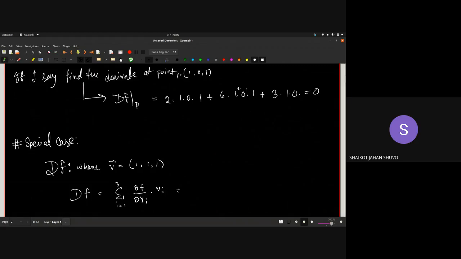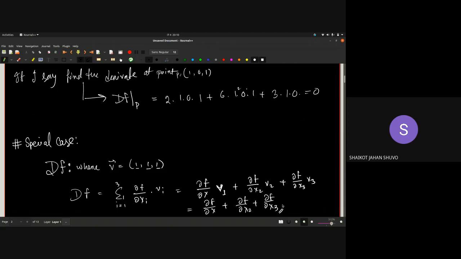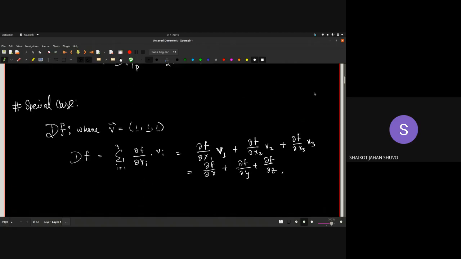Let's say vi, and then I can expand the summation: df/dx1 times v1, df/dx2 times v2, df/dx3 times v3, and all these components are 1, right? So if you plug in the values, what you are getting is something like this. This is one type of special case. Sorry, I should write it as x, y and z. Sorry about that. This is one sort of special case.